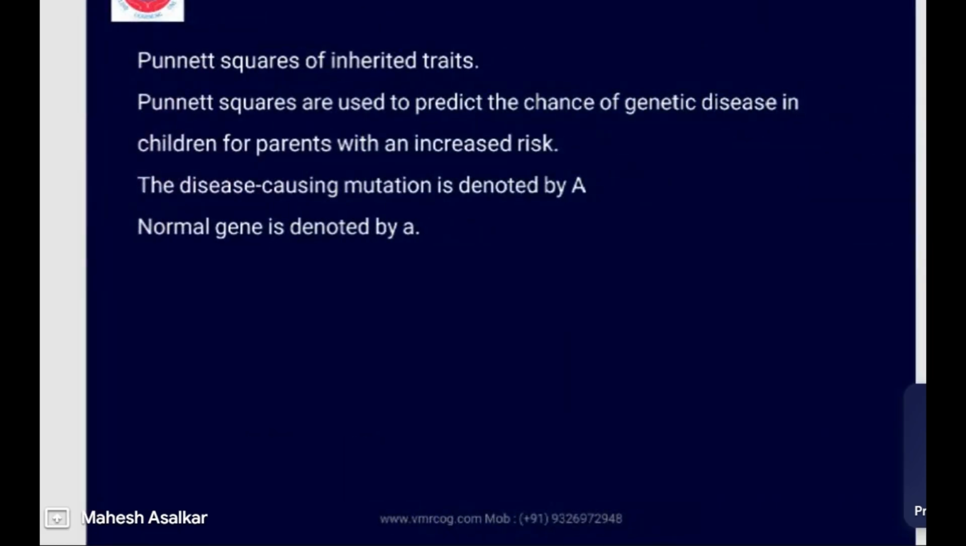Punnett squares of inherited traits. Punnett squares are used to predict the chance of genetic disease in children for parents with an increased risk, and the disease-causing mutation is denoted by capital A and the normal gene is denoted by small a.